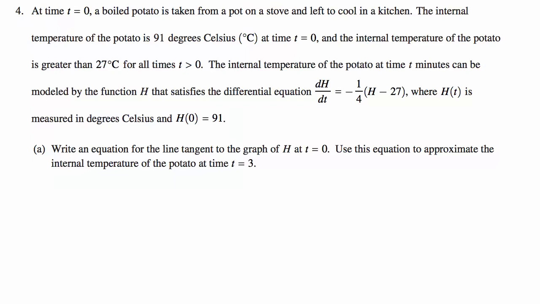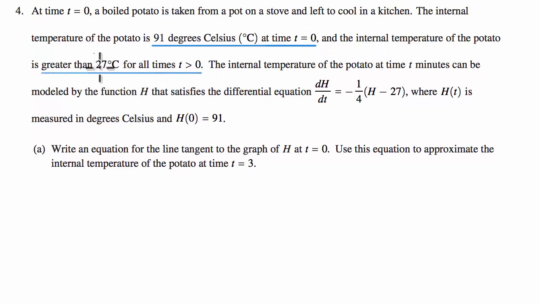We are now going to cover the famous, or perhaps infamous, potato problem from the 2017 AP Calculus exam. At time t equals 0, a boiled potato is taken from a pot on a stove and left to cool in a kitchen. The internal temperature of the potato is 91 degrees Celsius at time t equals 0, and the internal temperature of the potato is greater than 27 degrees for all times t greater than 0.